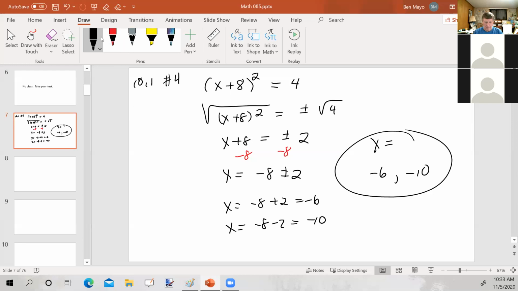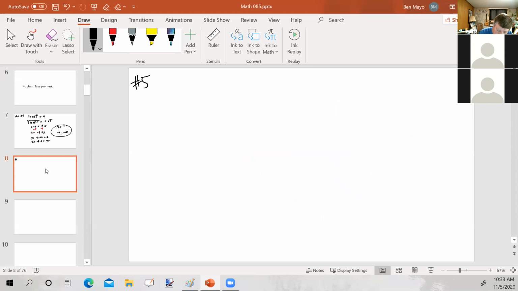Okay. I had negative 6, but I was putting a positive 10. Ah, okay. All right, and then you said number 5? Yeah. And it's the same thing, but it's the parentheses t plus 6 parentheses and then squared equals 36. Like that? Yes. Okay. Again, it's already in the form we want.